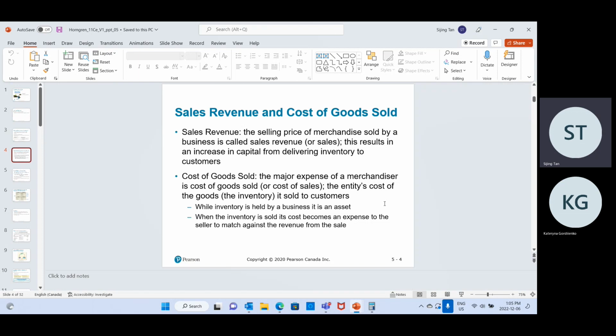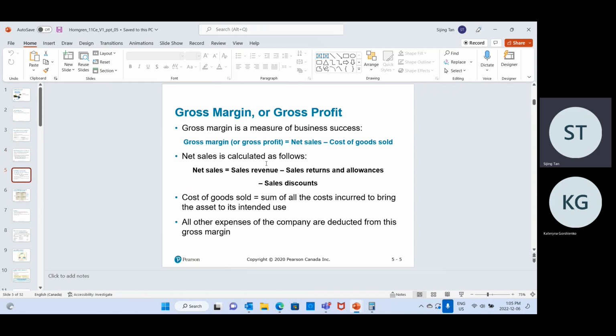Then we're going to talk about the journal entries you need to make. When a merchandiser sells inventory, there are always 2 different journal entries to make. One is for the sales, another is for the cost of goods sold. Because the inventory stays on the books until sold, the cost of goods sold becomes an expense when you sell the inventory. Now we talk about gross margin. We use net sales minus cost of goods sold. The net sales equals sales revenue, minus sales returns and allowances, minus sales discounts. So that is the net sales.